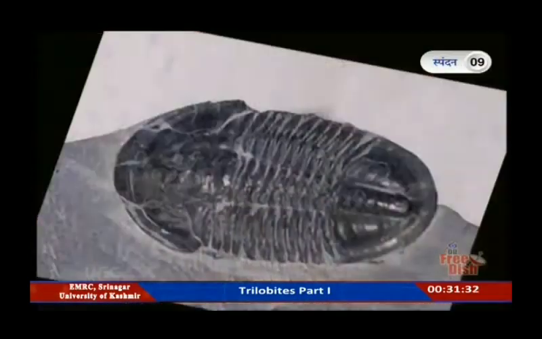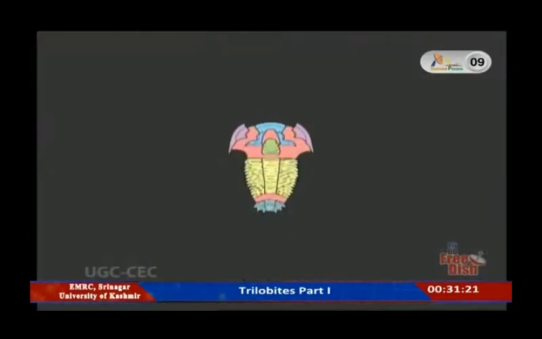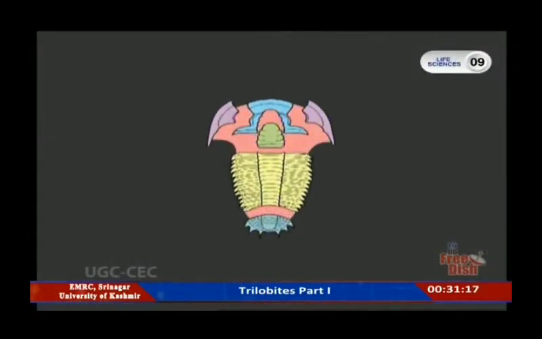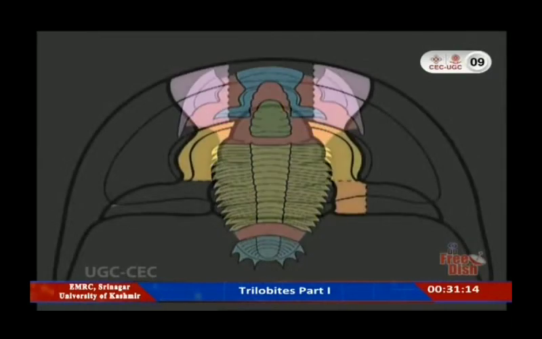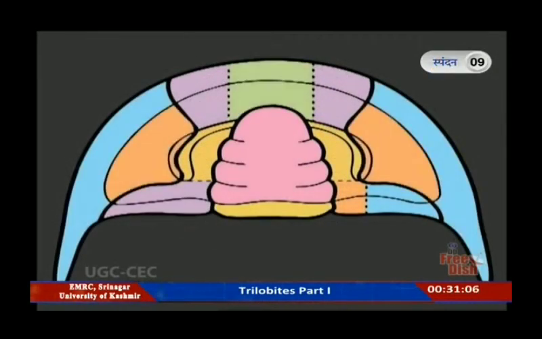Facial sutures. Facial or cephalic sutures are the natural fracture lines in the cephalon of trilobites. Their function is to assist the trilobite in shedding its old exoskeleton during ecdysis, that is molting. The types of sutures found in different species are used extensively in the taxonomy and phylogeny of trilobites.